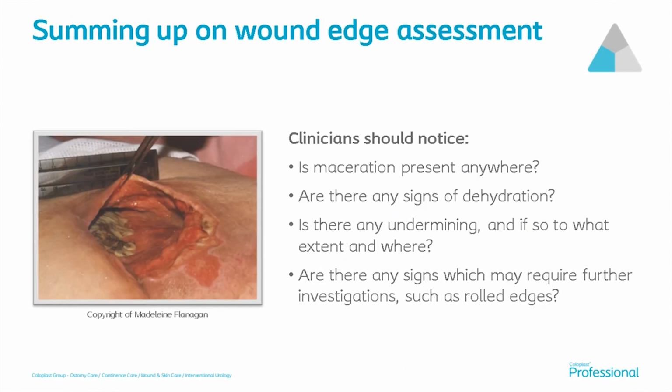So just summing up on the wound edge assessment, we should be able to notice whether there's any maceration, whether there's signs of dehydration, undermining and tunnelling, or whether there are any signs that would require further investigation, such as those rolled edges and with a chronic wound. Is there something more that we need to be looking at with that patient?